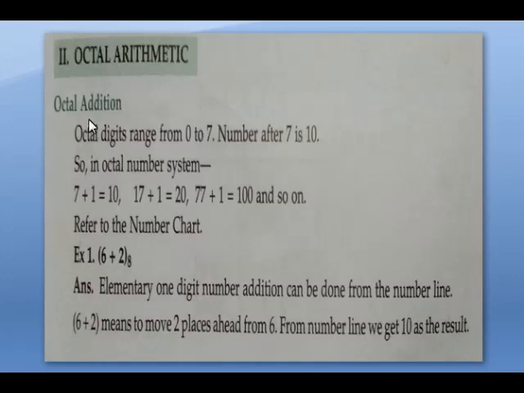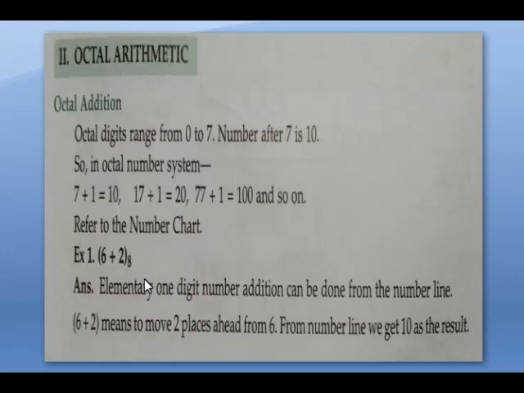Okay students, here we are going to see the octal addition. Octal digits range from 0 to 7. The number after 7 is 10. After 7 it is 10, 11, 12, like this it will go. So in the octal number system, 7 plus 1 is 10, 17 plus 1 is 20, 77 plus 1 is 100. Like this it will go.